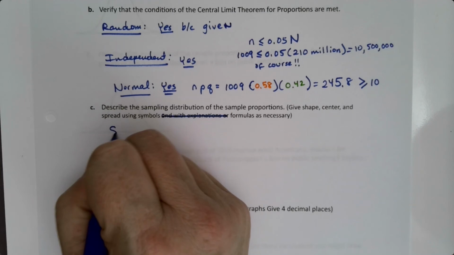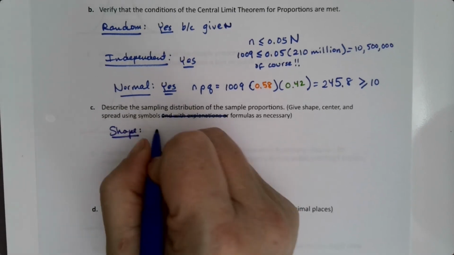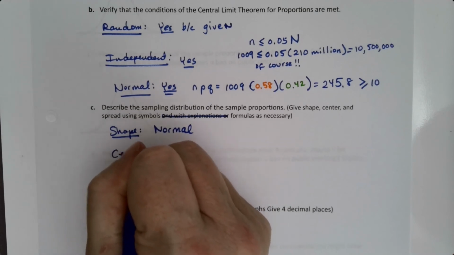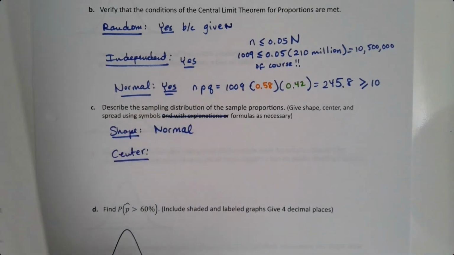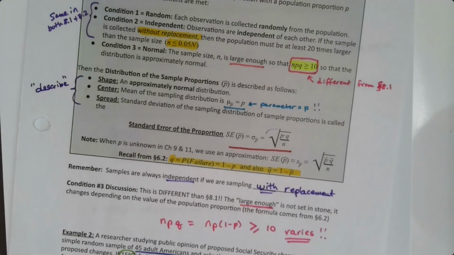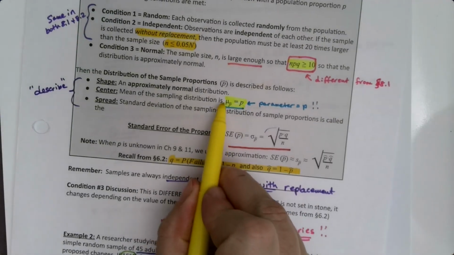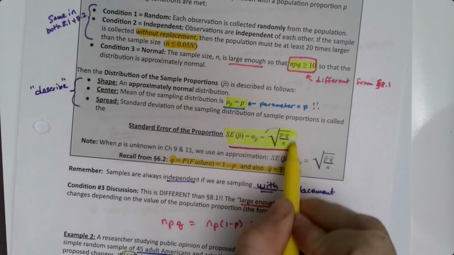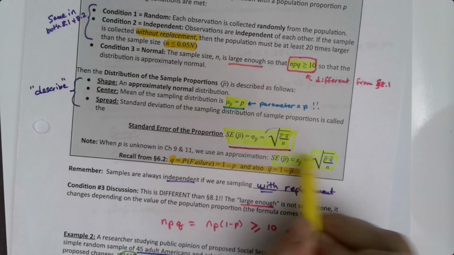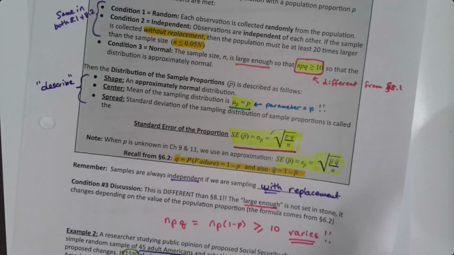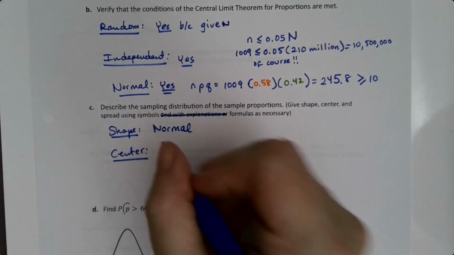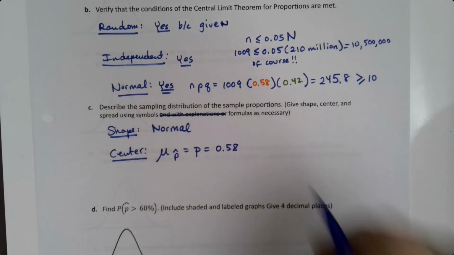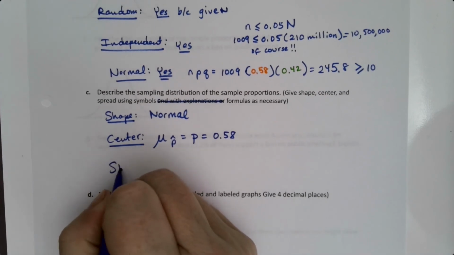All right, so shape is normal. We just proved it above. Center, well, it says right here, maybe I should have highlighted it. The center is the mean of the p-hats, right? And the spread is right here, right? Or here, same thing. Okay, so it's the mean of the p-hats, mu sub p-hat. So mean of the p-hats, which is p, but p was given. It's 0.58.